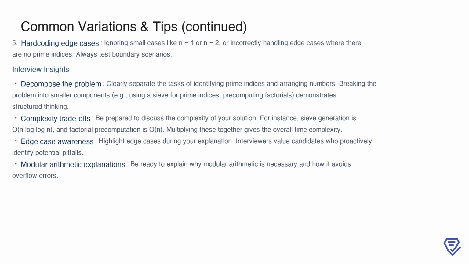Now, another common pitfall is hard-coding edge cases, such as overlooking scenarios when n equals 1 or 2, or not handling cases where no prime indices exist. Testing these boundaries is a good habit to cultivate to ensure your solution is robust. In interviews, breaking the problem into smaller components is key. For example, separating the identification of prime indices from arranging the numbers demonstrates a structured problem-solving approach.